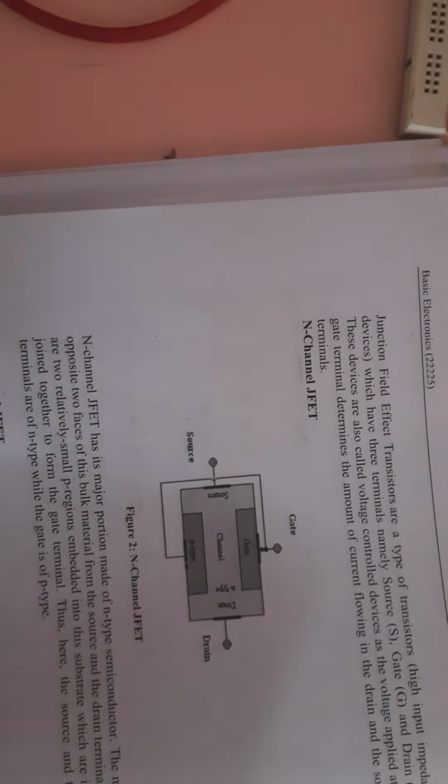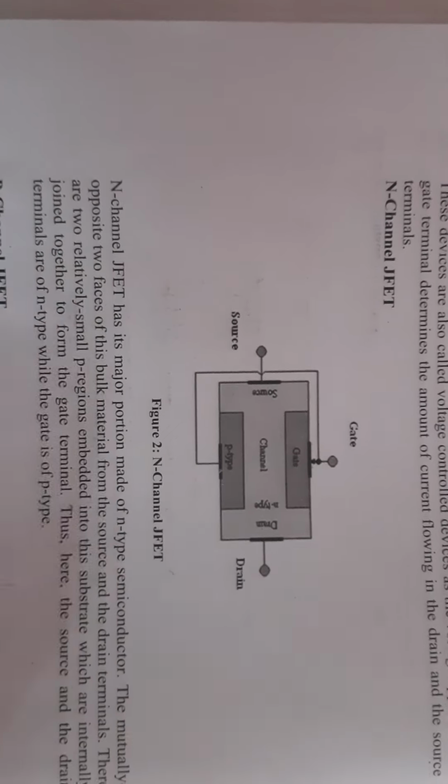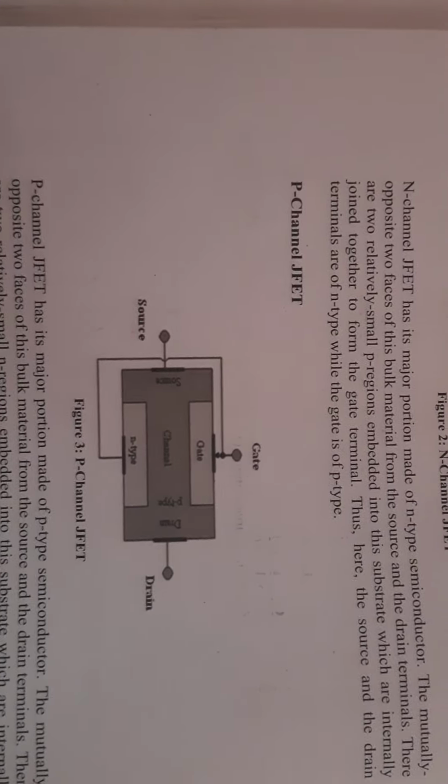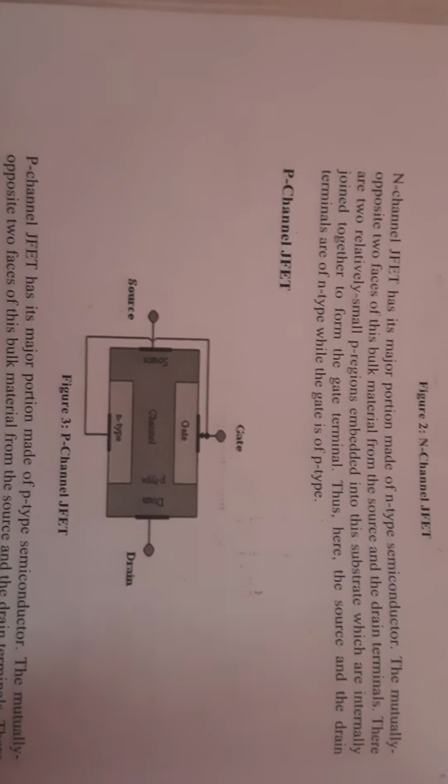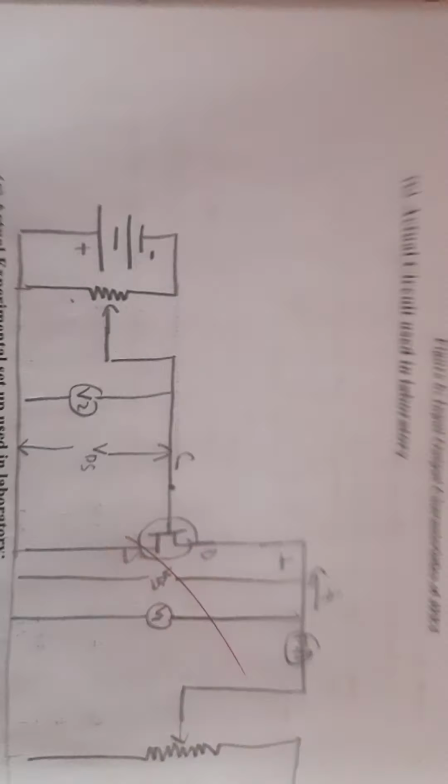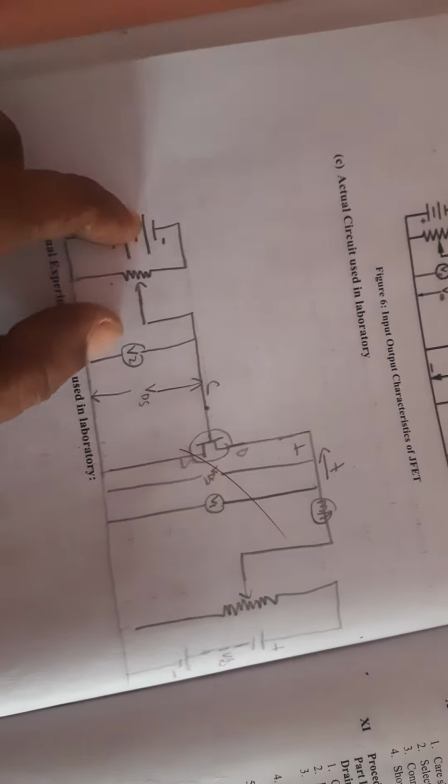So student, in this experiment we have to use an N channel JFET and a P channel JFET. This is the circuit diagram of the N channel JFET, and this is the P channel JFET. This combination of the N channel JFET and P channel JFET is the junction field effect transistor. And this is the actual diagram. Keep in mind, this is the input and output.